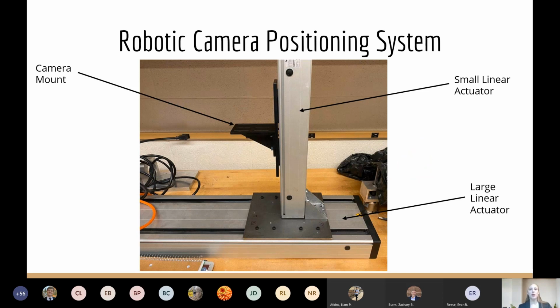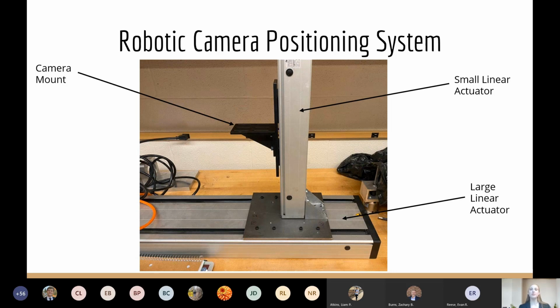Next, we're going to talk about the robotic camera positioning system, which has been designed separately from the rest of the flume. This system will be used to position a camera at specific coordinates so that Dr. Anderson can collect data at different parts of the test section. The system is able to move horizontally and vertically over the entire length of the test section. Since this is not part of the main project, the goal for this system was to reuse as many things as possible from past projects.